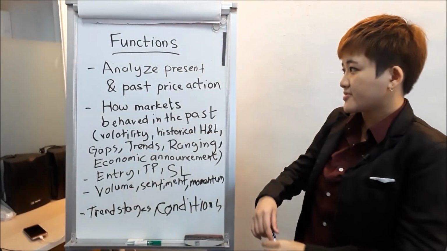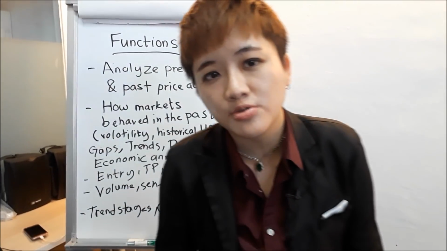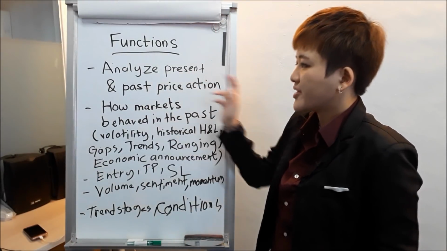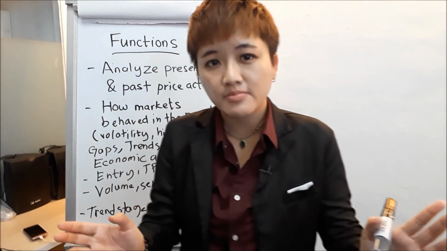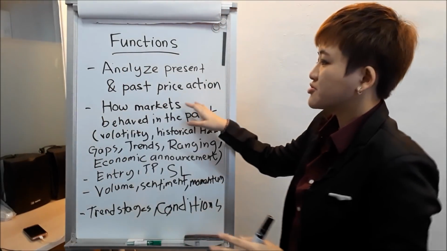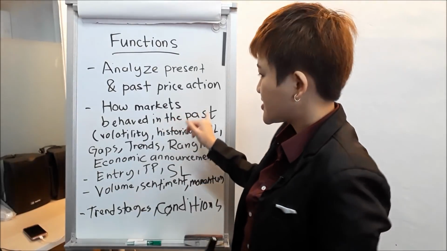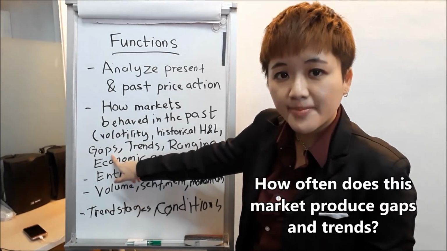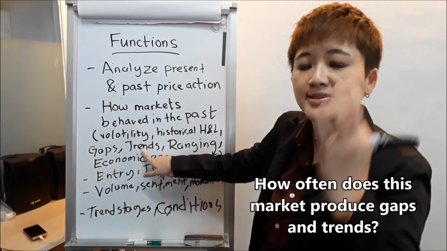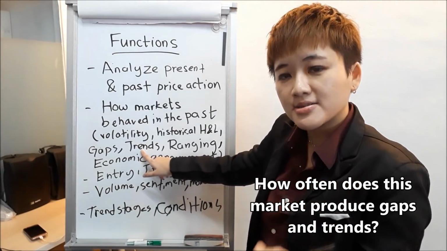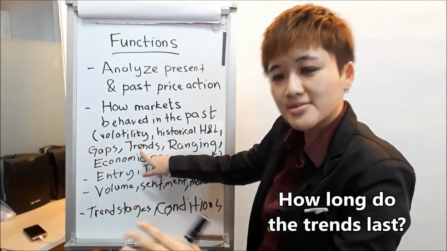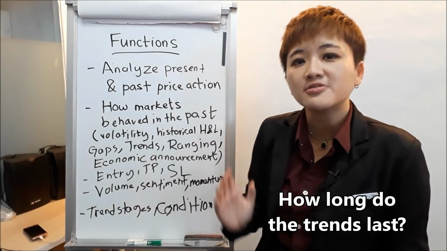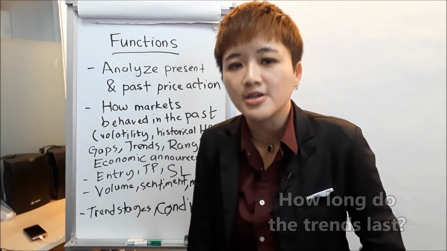Okay, so what are the functions of technical analysis? It allows you to become a fortune teller. It allows you to analyze present and past price action. And what a lot of people don't appreciate about TA is that it allows you to backtest and look at various different things like volatility, historical highs and lows. How often does this market gap? How often does this market trend? And when it does trend, how long does it last? How long do the bull trends normally last? How long do the bear trends last? Are the bull trends longer than the bear trends, or are the bear markets longer than the bull markets?